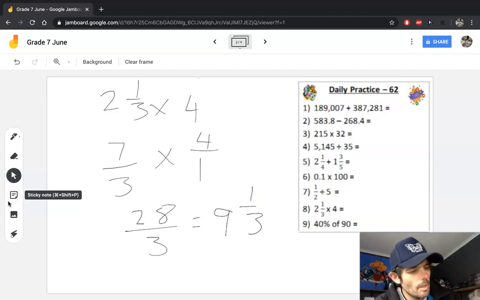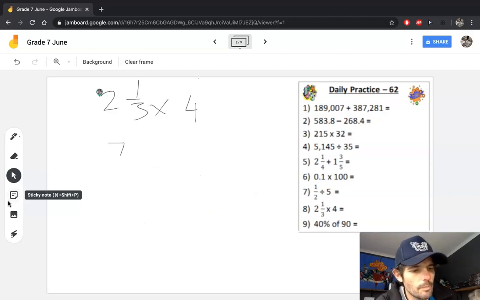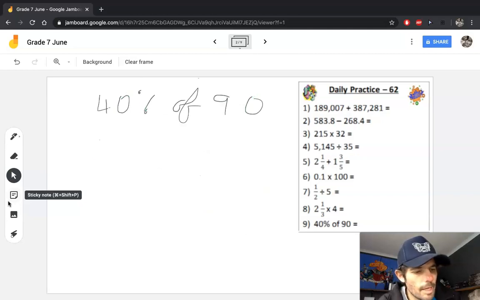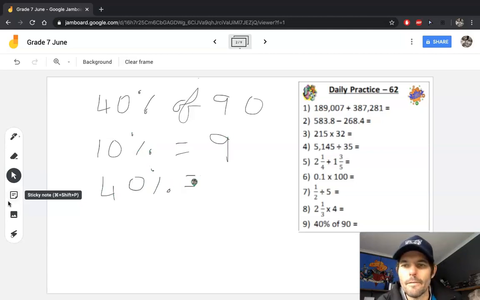Okay? And your last question from your mental maths today is a percentage question, and you're going to have to work out 40% of 90. Okay, and I've always said to you find 10%, and to find 10% we just divide by 10, and that's going to give you 9. And then to find 40% I simply multiply the 9 by 4, and that's going to give me an answer of 36.